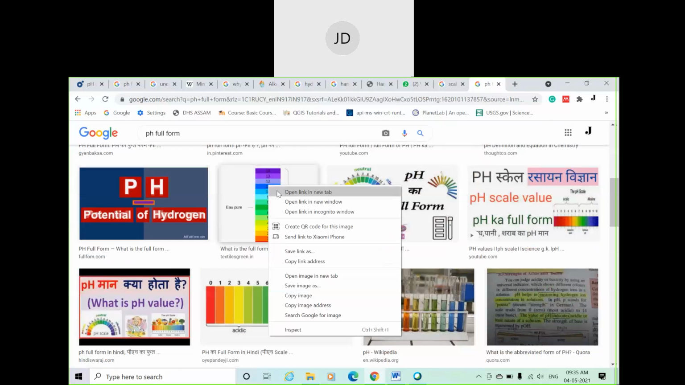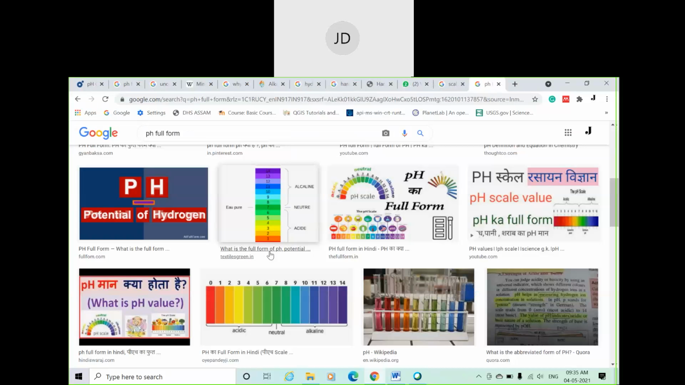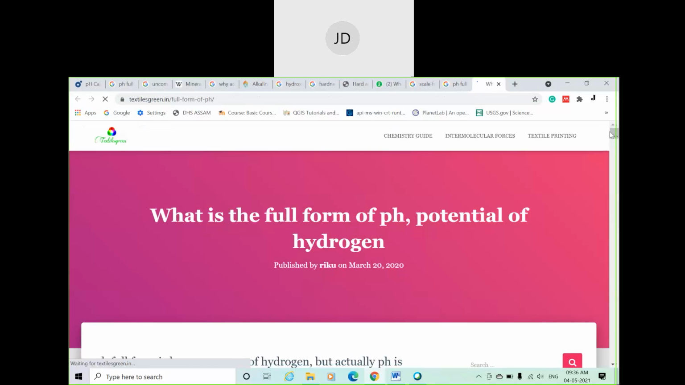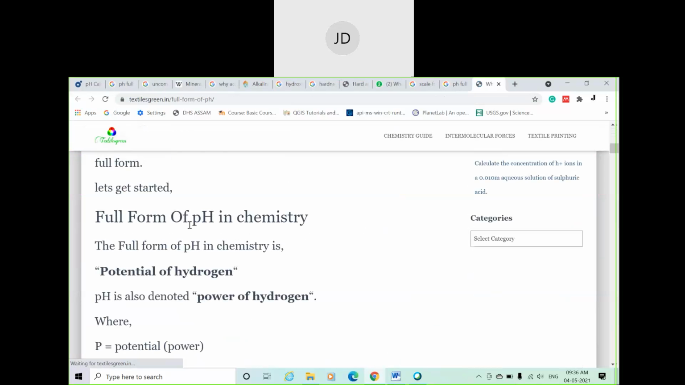This thing is also very important. So basically, what is the full form of pH? Potential of hydrogen. In some interviews it may also be asked. Potential of hydrogen means how much hydrogen ion is present in a particular water. It's very important.